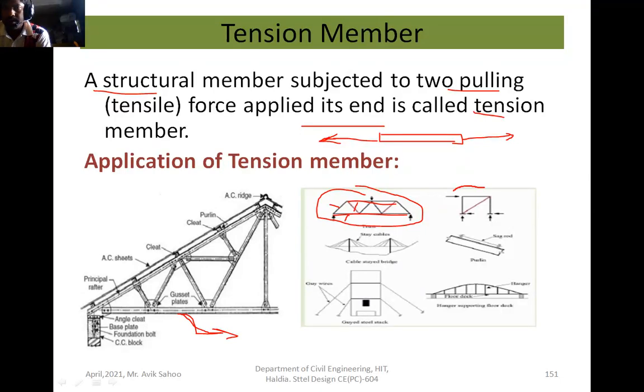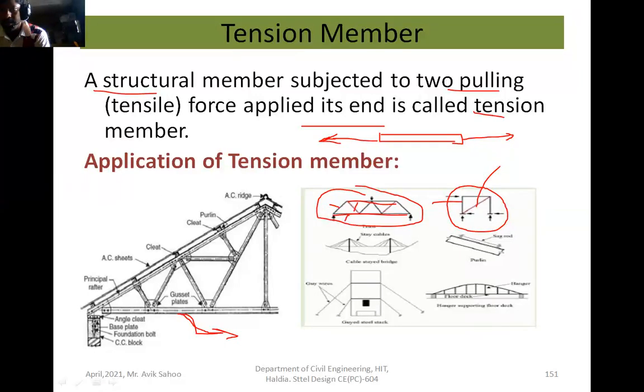Now you see that this is a gable portal frame, where bracing members are used. The diagonal members that are connected are called bracing. Bracing members are generally axially loaded, either in tension or compression.